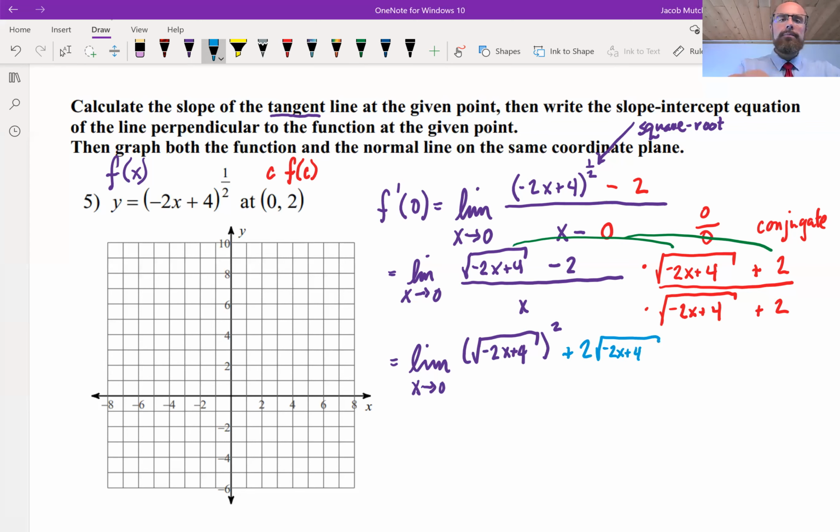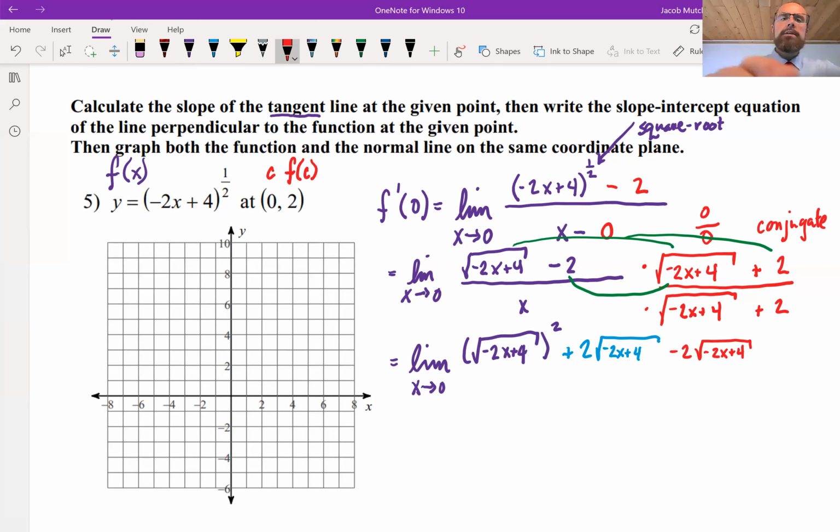The inner terms, I'm done with that first term in the purple. Now I'm moving to the negative 2. Those are my inner terms. So that's now going to be negative 2 times the square root of negative 2x plus 4.